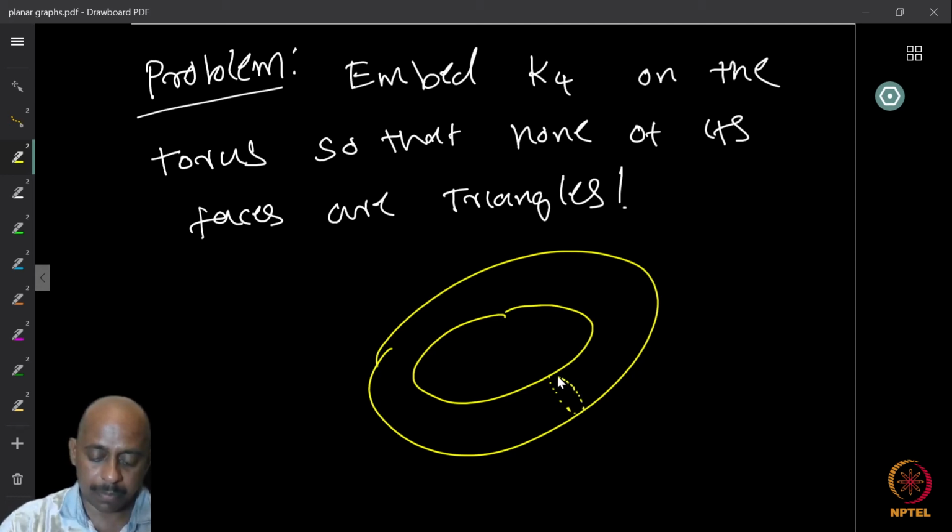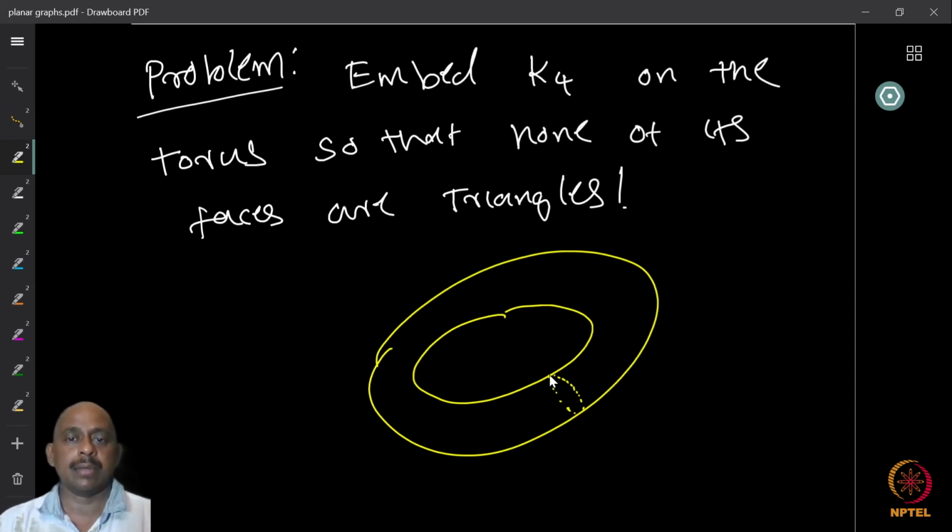So this is a drawing of a torus, just to show that this is basically a cylinder that is connected together at the end points, so that you get a donut shaped object, right? So this is basically a surface with a genus more than the genus of the sphere.